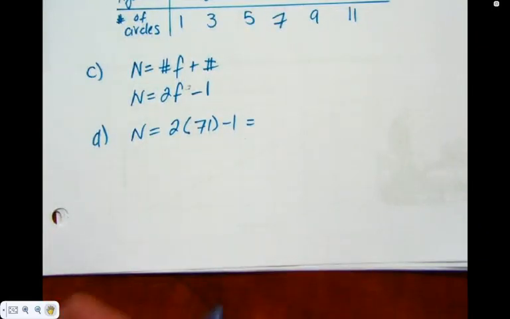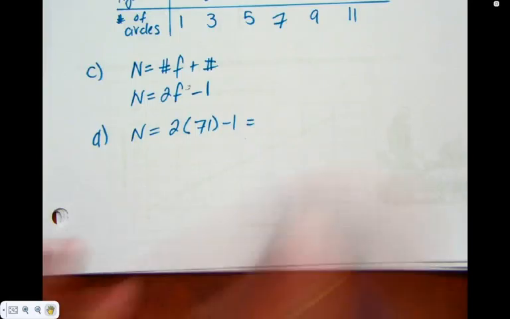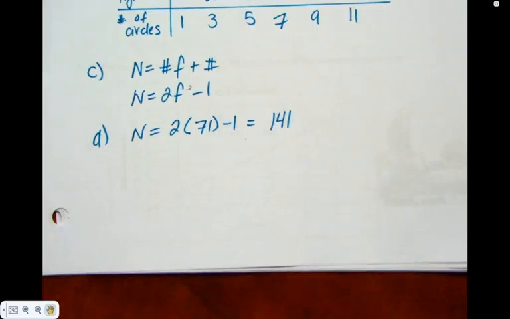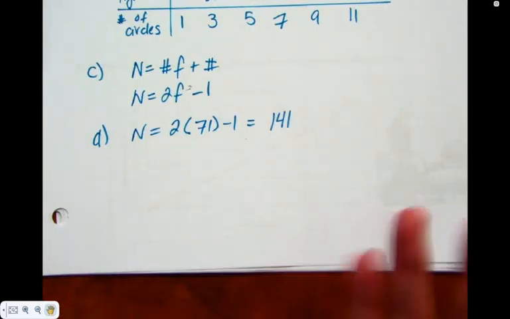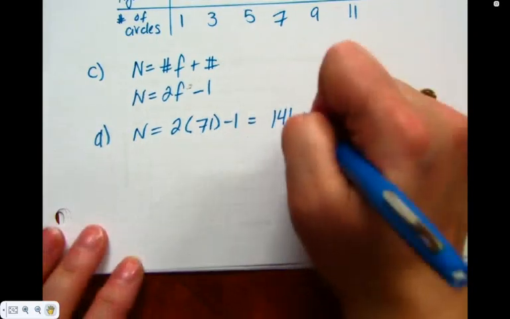If you need your calculator, go for it. Looking for an answer. 141. That sounds confirmed at the same time. 141 what? Circles.